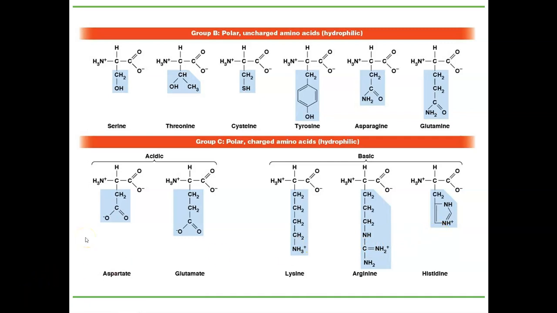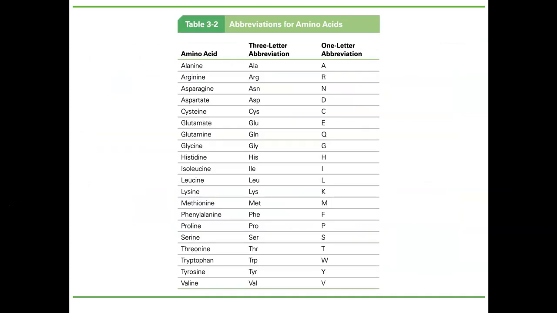Polar amino acids tend to be found on the surface of the proteins, on the outside, facing the cytoplasm or the liquid water-based contents of the cell. I want you to be aware that there are 3 different ways that biochemists show which amino acid we're talking about. They can use the full name of the amino acid, listed here in alphabetical order. You can have a 3-letter abbreviation, listed here. And then there's also a 1-letter abbreviation.